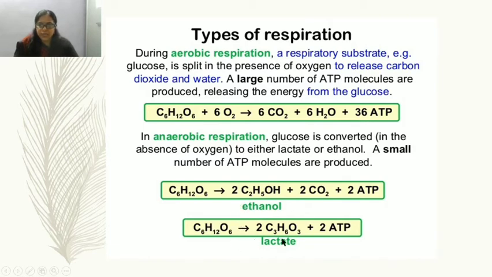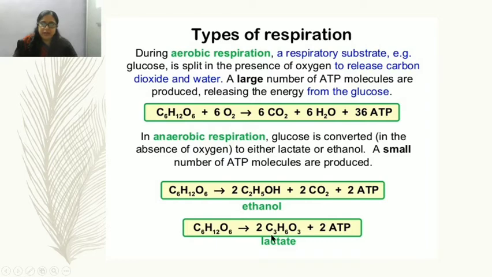Next is the production of lactate. This is taking place in animal cells. So for plant cells and fungi, you will give this example, formation of ethanol, and for animals, the product of anaerobic respiration is lactate. So by the breakdown of one glucose molecule, 2 molecules of lactate are formed.